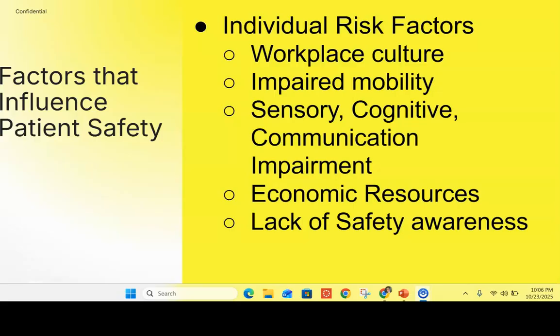Economic resources, so risk factors include being unhoused, depression, substance abuse, which can lead to injury, and lack of access to health care, which can lead to illness. And then lack of safety awareness, so lack of knowledge of home or workplace safety. So this is where it's crucial for you to do a good environmental assessment, but also to see where the patient is at in their understanding of making sure they are safe.